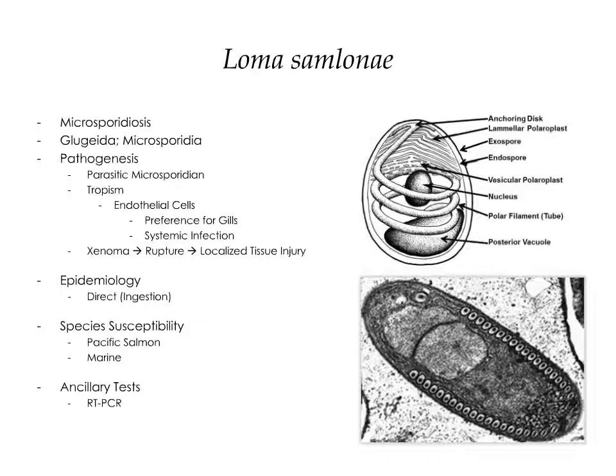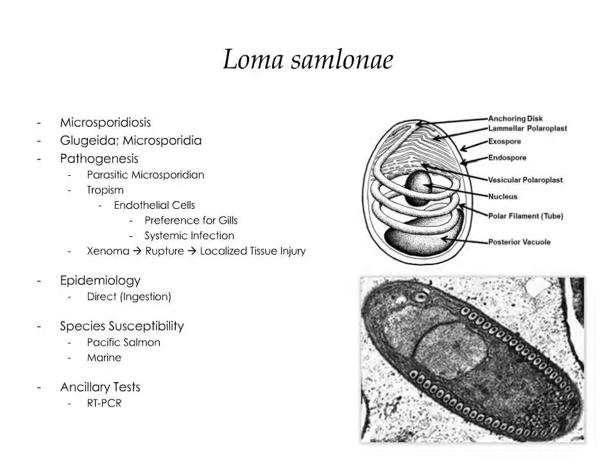Infection is associated with the formation of tissue cysts, known as xenomas. Rupture of the xenoma is associated with localized tissue injury and the release of microspores, which go on to infect other tissues. In regards to epidemiology, transmission is direct via ingestion. This is primarily a disease of Pacific salmon within the marine environment. Ancillary testing includes real-time PCR.